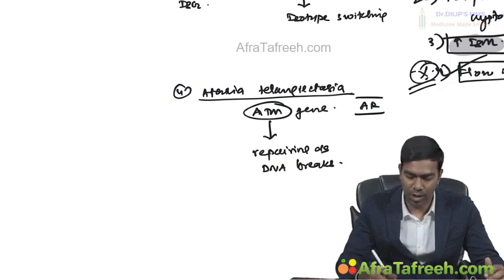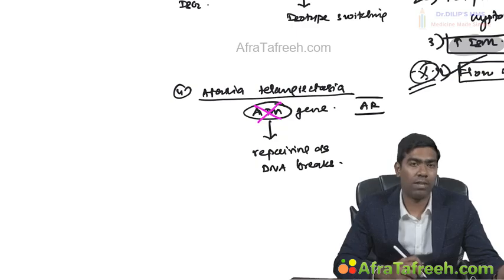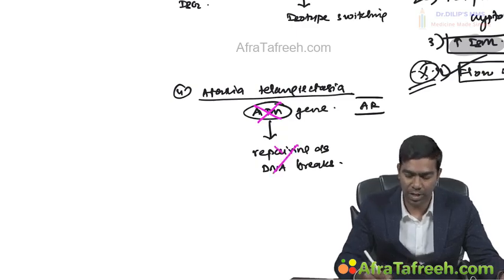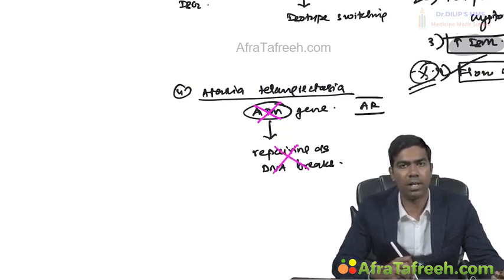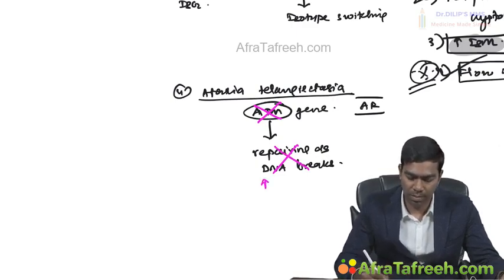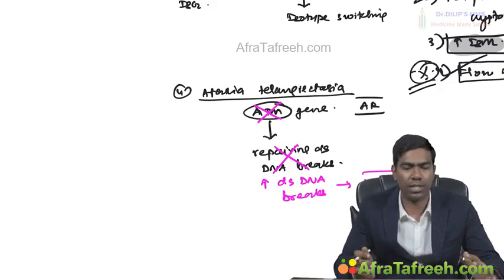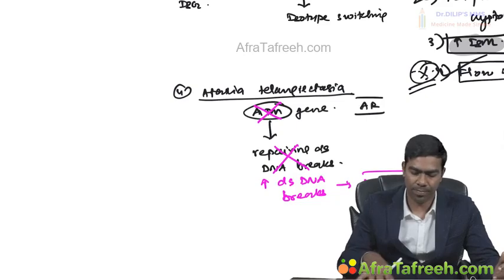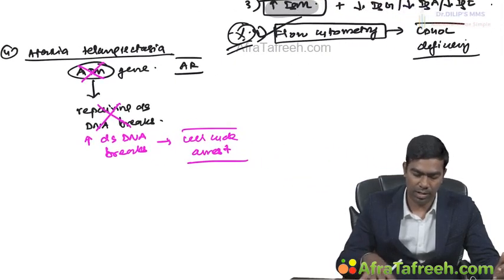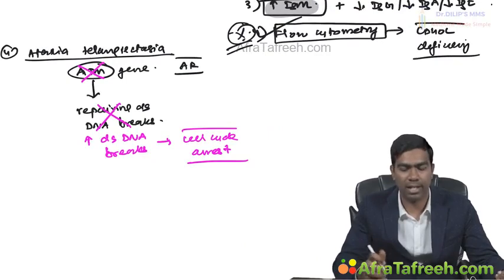So if you have a deficiency of this or a defective ATM gene or ATM gene product, your double-stranded DNA breaks will not be repaired, which means there will be increased double-stranded DNA breaks that cannot be repaired, and they will go for cell cycle arrest. And they will also result in a lot of other problems apart from immunodeficiency, which we will discuss. So this is the problem in ataxia telangiectasia.